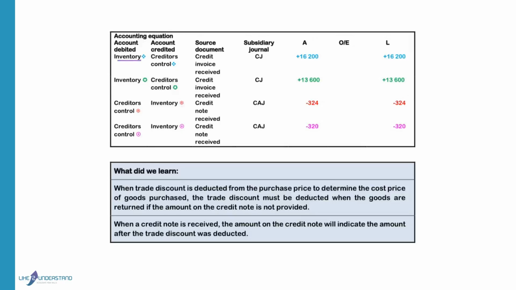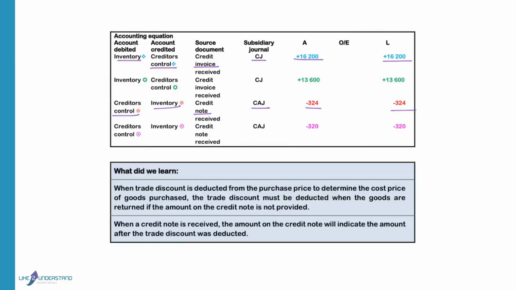Inventory is debited to increase assets with 16,200. Creditors is credited to increase liabilities with 16,200. A credit invoice was received from the creditor and we recorded it in the creditor's journal. When we receive a credit note, we will record it in the creditor's allowances journal. We will decrease the creditors to decrease liabilities, and we will decrease the inventory to decrease assets.